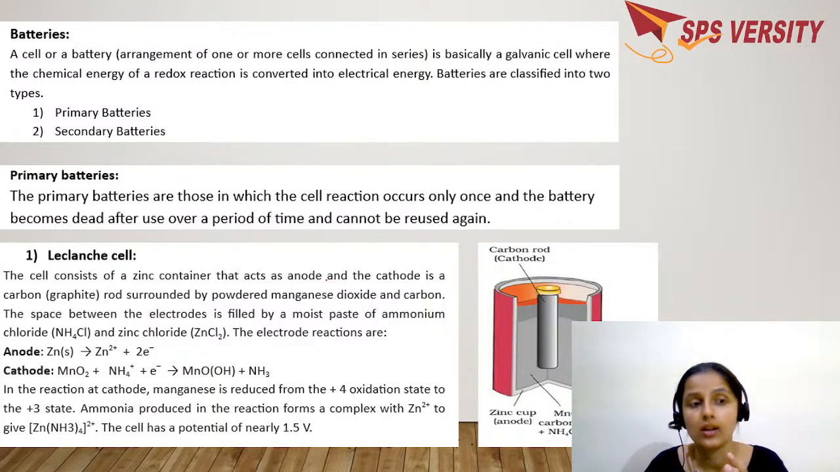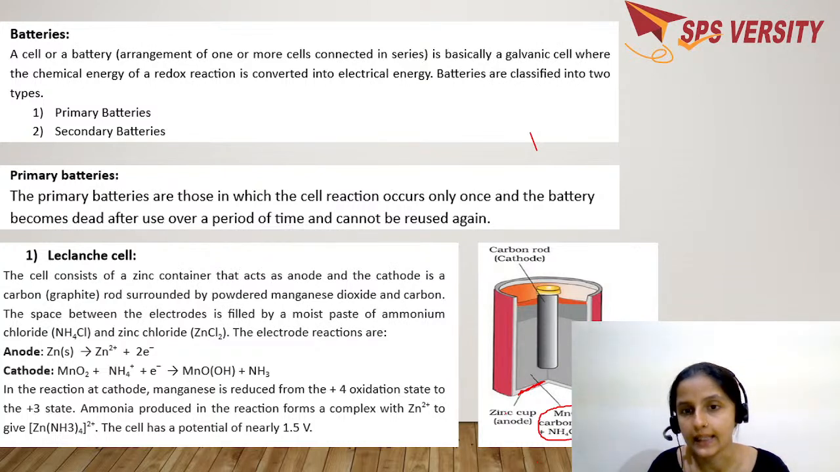Here you have a zinc container, which acts as the anode. Then you have a black rod in the middle, which is the cathode. So you have a zinc cup as anode and a carbon rod as cathode. There should be an electrolyte, the paste, right? The cathode and anode are separated by the electrolyte, which is a paste of manganese dioxide, carbon black and ammonium chloride.